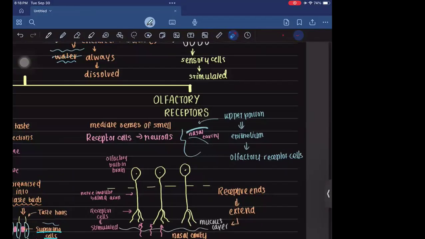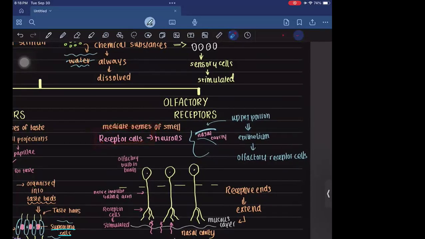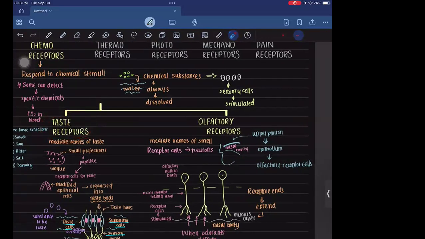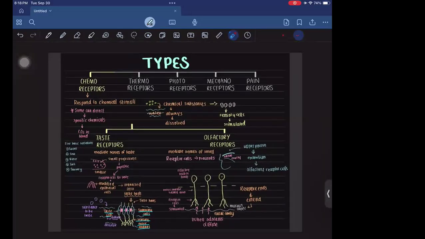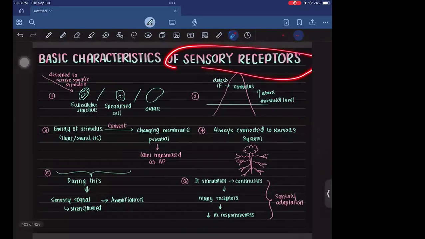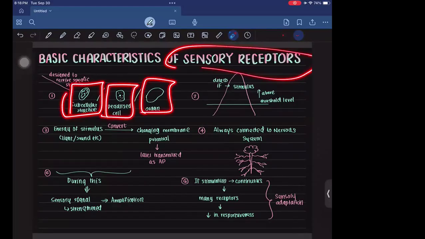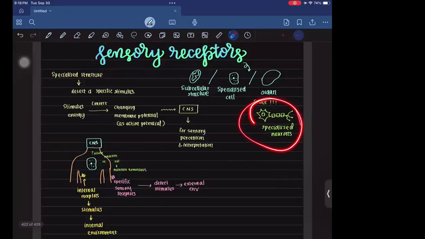All right. The receptor cells of olfactory receptors, remember, are neurons. In taste, the receptors are cells. As I told you earlier, a sensory receptor can be a subcellular structure, a specialized cell, an organ, or a specialized neuron.